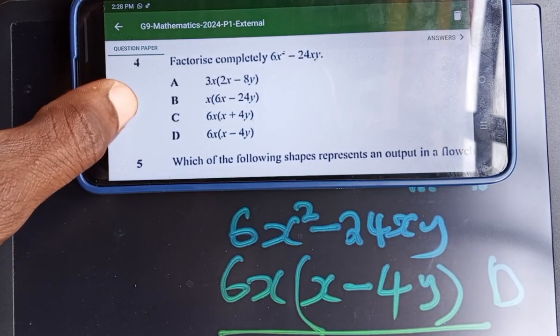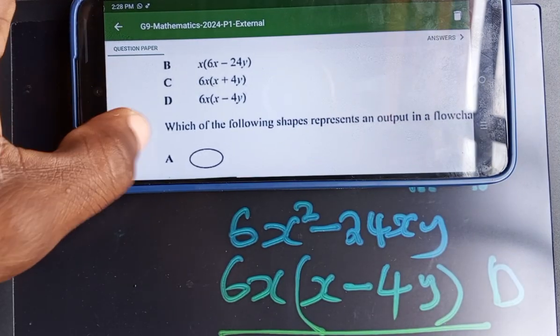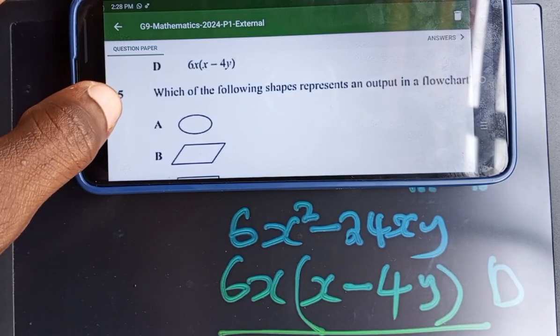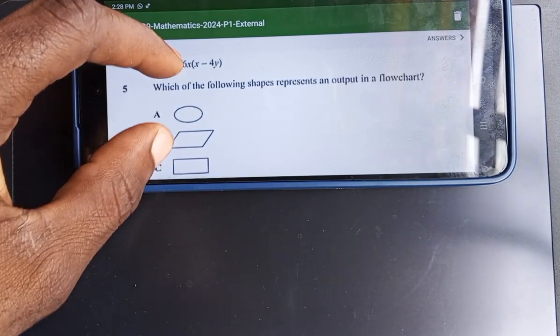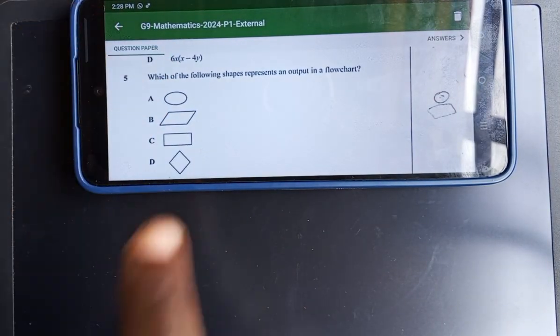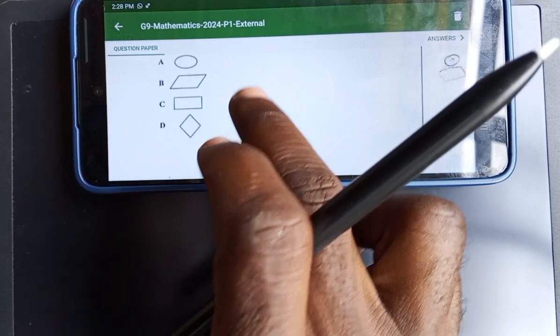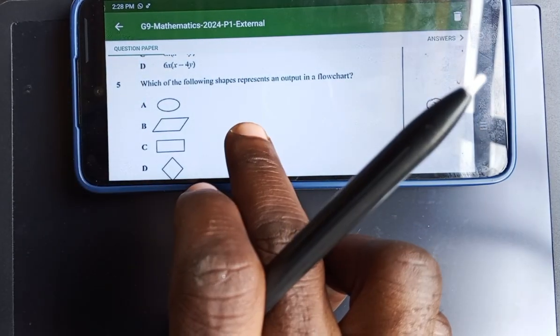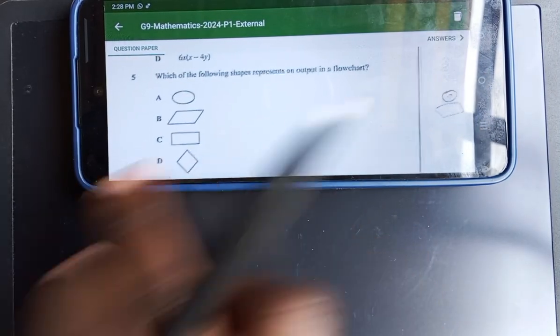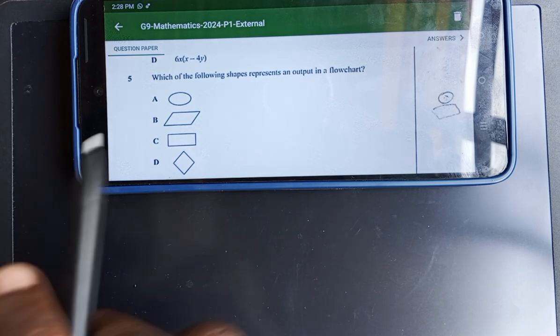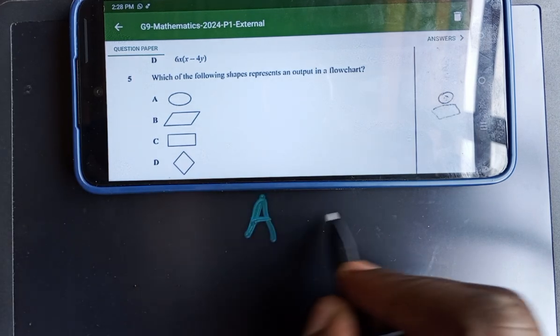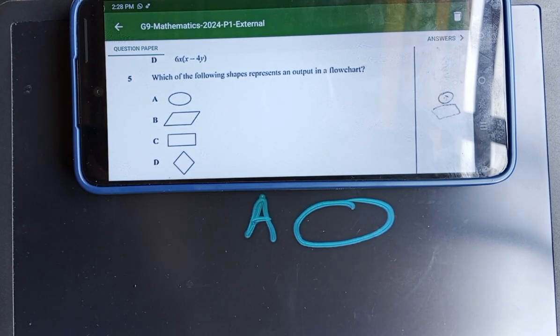Without wasting time, let's proceed. This one is saying, which of the following represents the output on the flowchart? Output. So the output here on the flowchart is an oval. So the answer there is A. That's an output here.